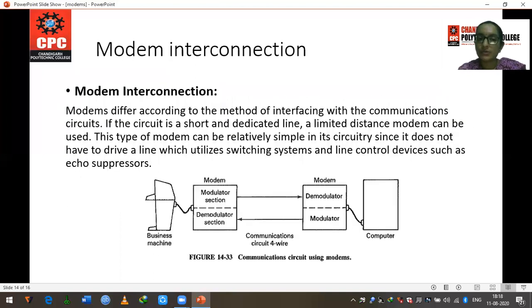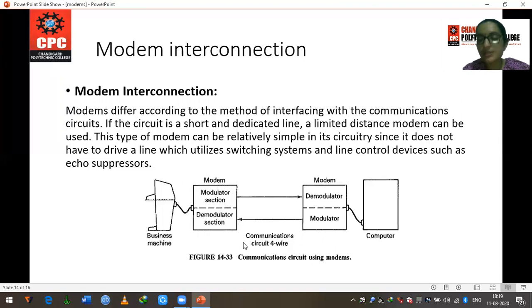Now, modem interconnection. Modems differ according to the method of interfacing with the communication circuits. If the circuit is a short and dedicated line, a limited distance modem can be used. This type of modem can be relatively simple in its circuitry, since it doesn't have to drive a line which utilizes switching systems and line control devices such as echo suppressors.